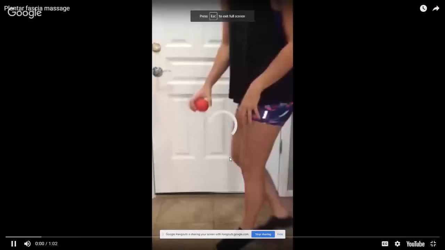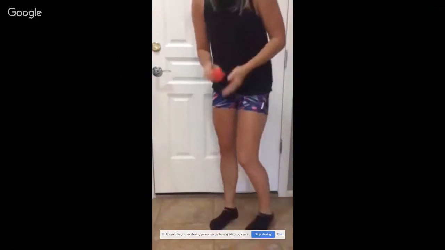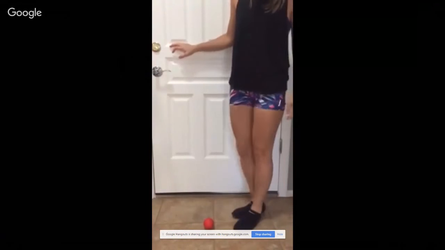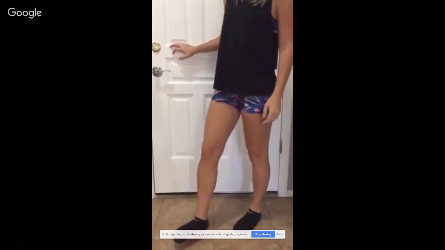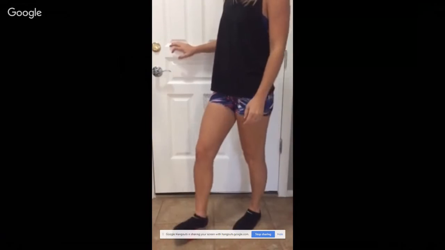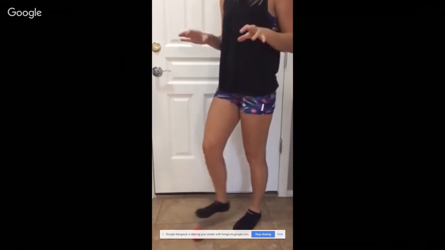So I'm going to show you plantar fascia massage underneath the foot using this Rogue Fitness massage ball. It's really firm. If you have something hard, ideally, even a golf ball would work. So I'm going to put it under my foot and literally massage underneath my foot. So I'm rolling it over the fascia and that connective tissue where your symptoms would be.